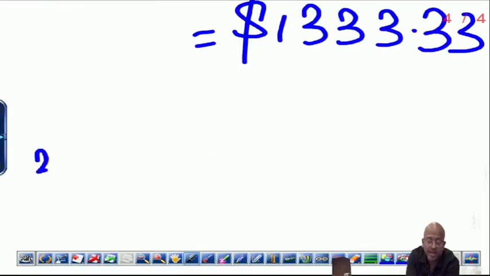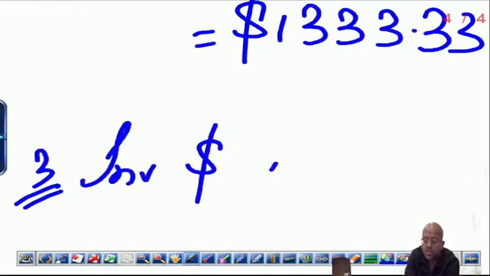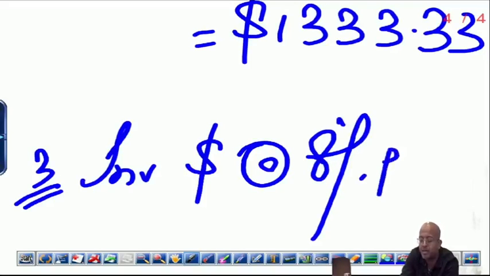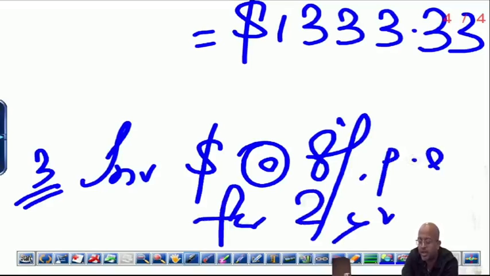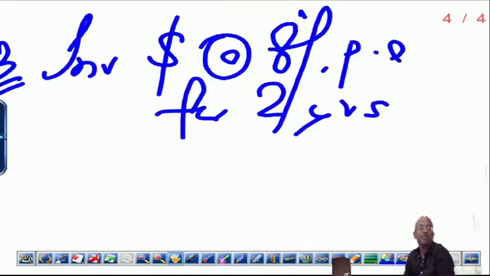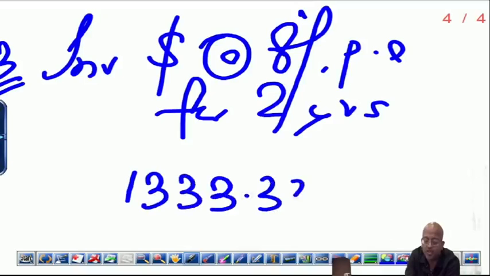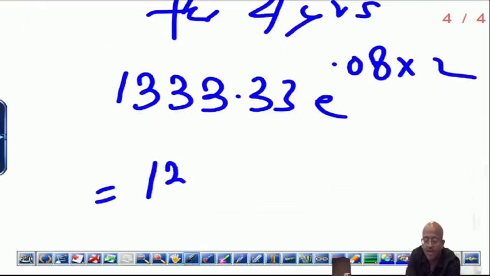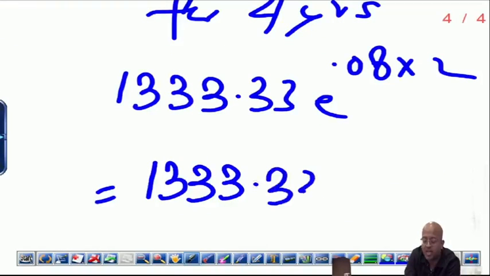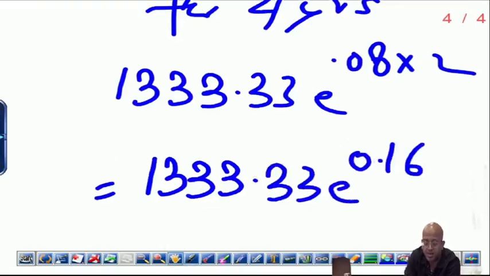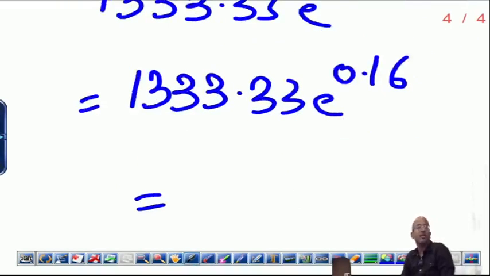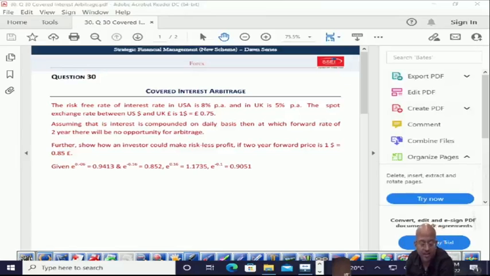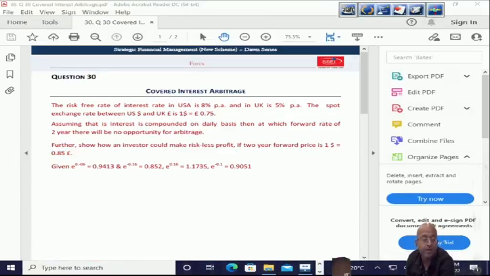Step 3. Invest the dollars at 8% per annum continuous for 2 years. So inflow after 2 years is 1333.33 into e power 0.08 into 2, which is 1333.33 into e power 0.16. Let me check whether e power 0.16 is given. E power 0.16 is given as 1.1735.